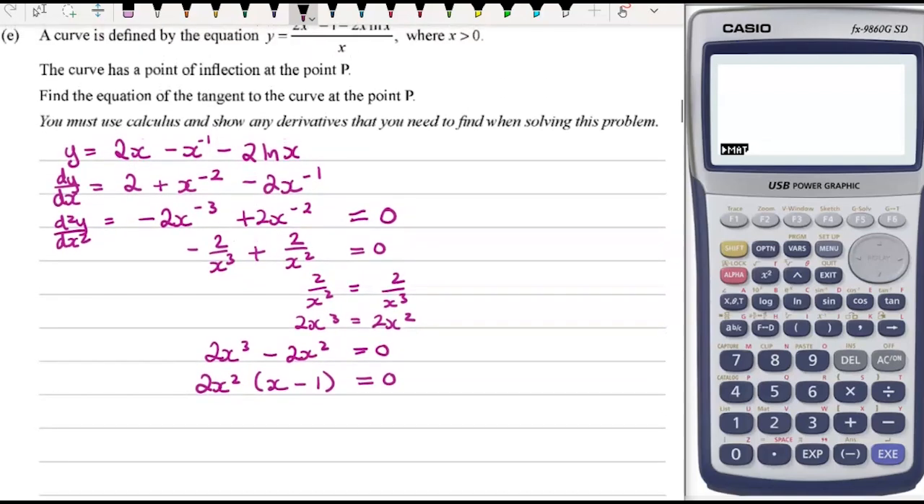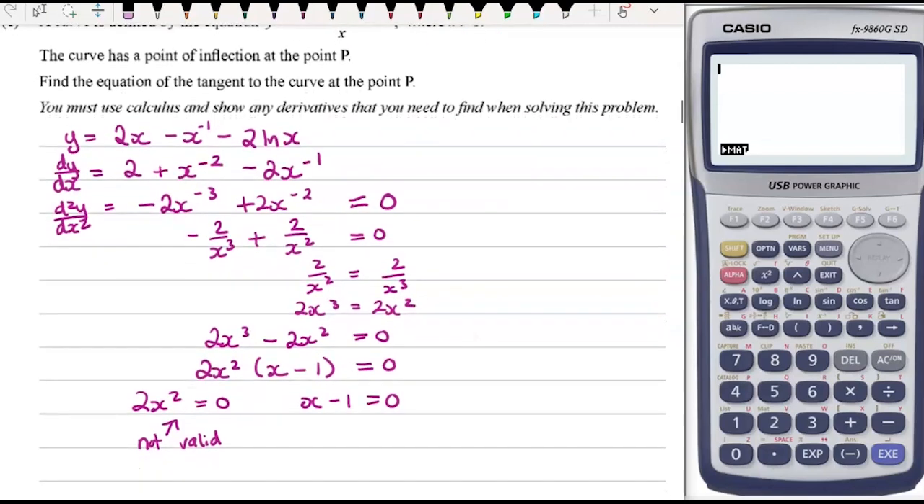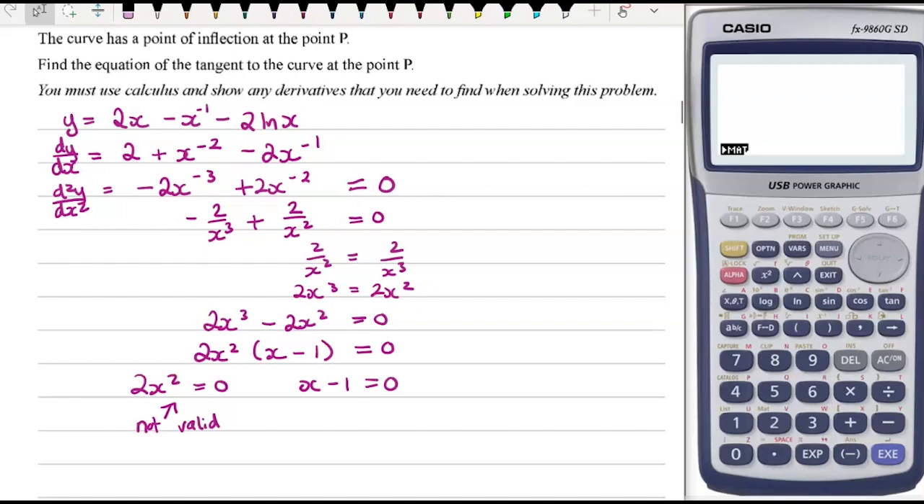Okay, now let's work out what could happen. So either 2x squared equals 0, or x minus 1 equals 0. Well, this one is not valid because in our question it said that x has to be greater than 0. That would give us x equals 0. So x equals 1.